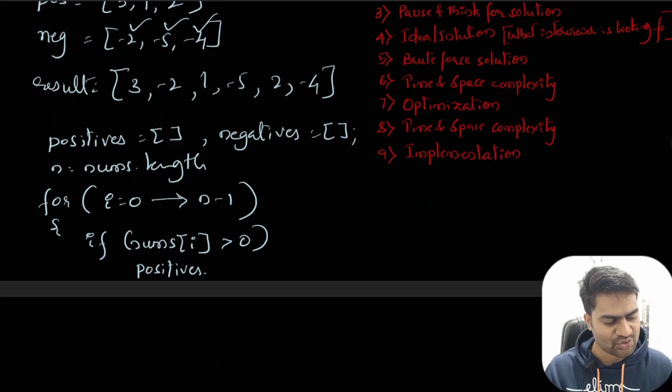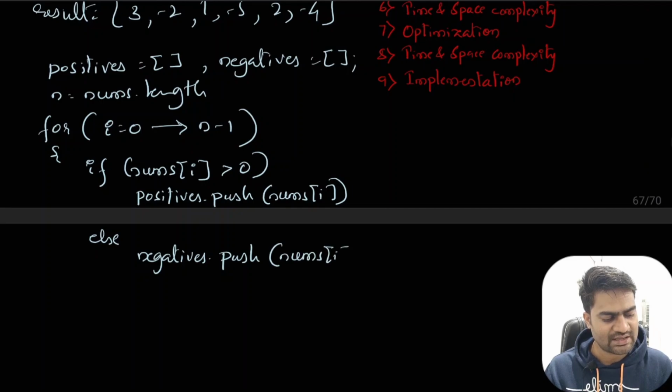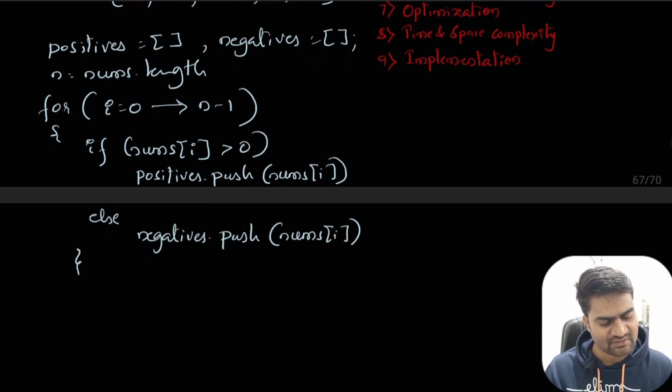So I will check if the number is greater than 0, then I will say positives dot add or push nums of I. Else, if that is not the case, it is a negative number. So I will simply say negatives dot push of nums of I. Correct, right? So after this we will segregate our positives and negatives.